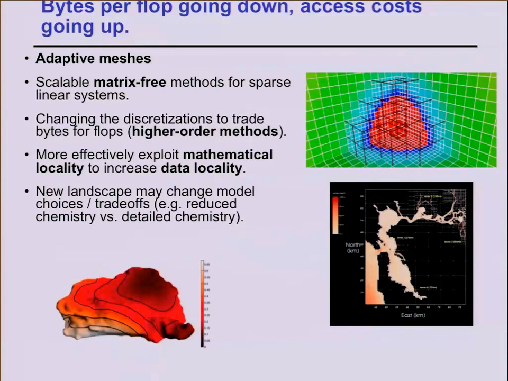Scalable matrix-free methods for sparse linear systems. You really have to, you cannot afford the memory to store the matrix. Changing discretizations to trade bytes for flops. Higher order methods. There's a program called RX Solvers where we are funded to investigate precisely this. One of the things we're investigating is precisely this issue, how to trade bytes per flops. More effectively exploit mathematical locality to increase data locality.